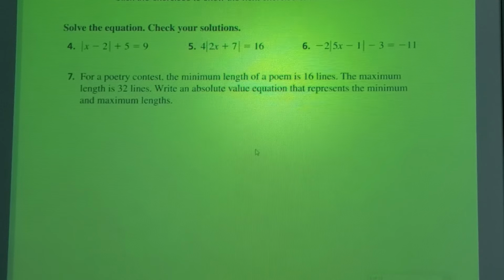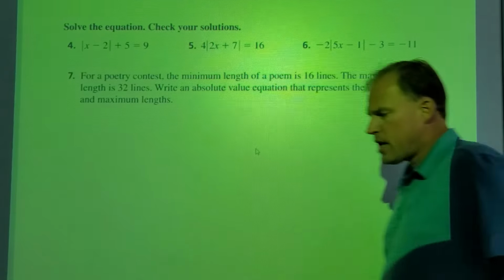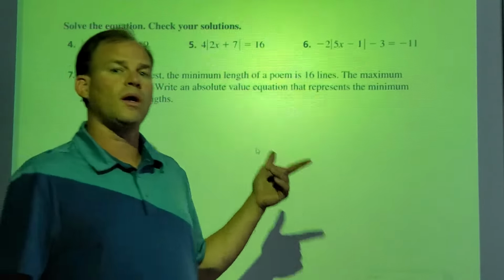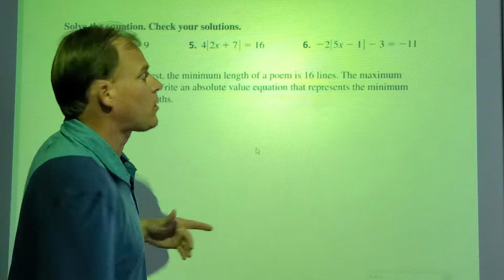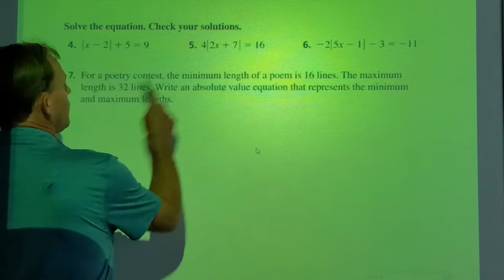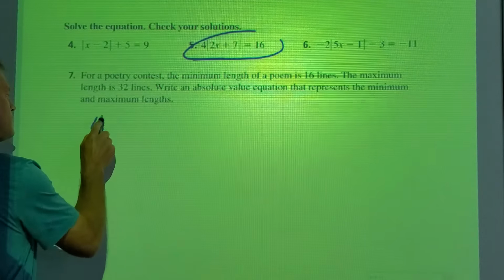All right, here we go. Day 2 of section 1.4, absolute value equations. Going to run through one from yesterday, just to refresh your memory. So let's do this.